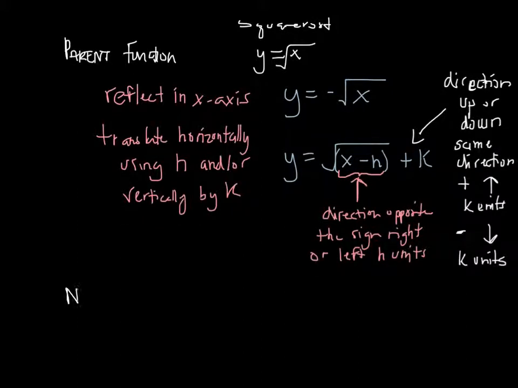As a note, it's important to know that functions can have both vertical and horizontal translations. You'll just have to be able to identify them in the function. So, is there a horizontal translation opposite the sign, or is there a vertical translation the same as the sign? Or there could be both.